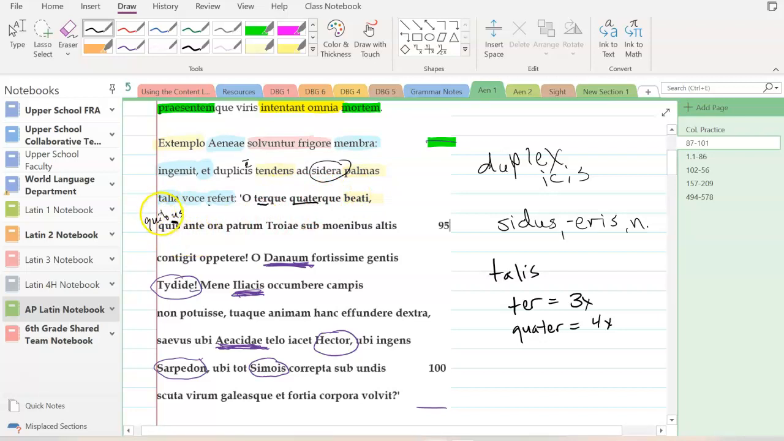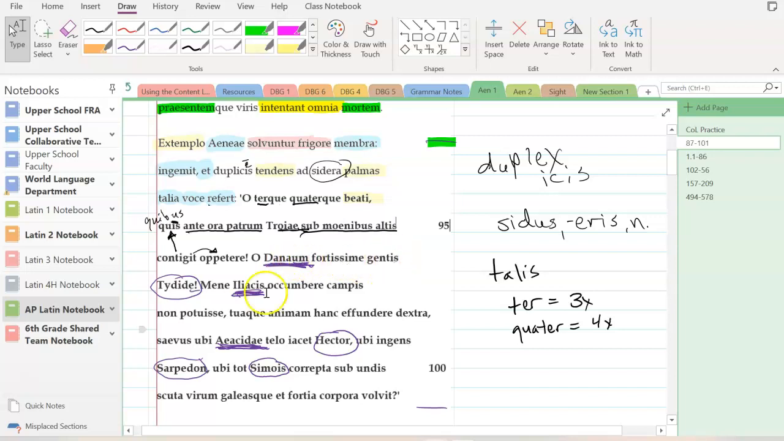3 and 4 times blessed are the people for whom ante ora patrum sub Troiae sub moenibus altis contigit opetere, for whom it befell to opetere, for whom it befell to die, to meet their death before the aura of their patrum, before the faces of their fathers, sub moenibus altis Troiae's gotta be going with that, under the high walls or the lofty walls of Troy. Last time we saw lofty walls, it was Rome. So we're connecting Troy to Rome from, I don't know, it was like line 7 or something. 3 and 4 times blessed. Lucky are the ones to whom it befell to die before their father's eyes, well, before their father's faces, under the lofty walls of Troy.